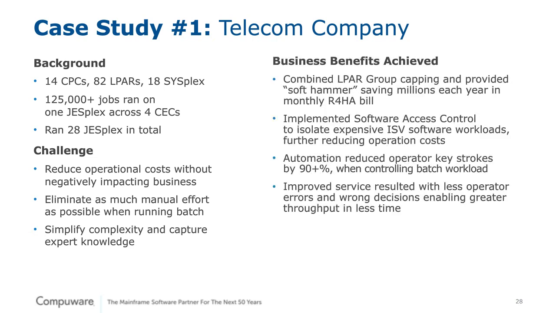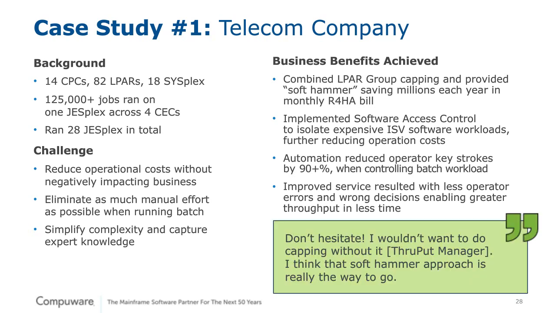They got a lot of benefits. They saved millions in annual MLC savings. Savings were from ISV cost using penalty box environments and a 90% plus reduction in operator commands. That freed their operators to do other more useful things, like serving their customers, and reductions in errors. They said, "Don't hesitate. I wouldn't want to do capping without it. I think that soft hammer approach is really the way to go." Thank you for that, Chris.